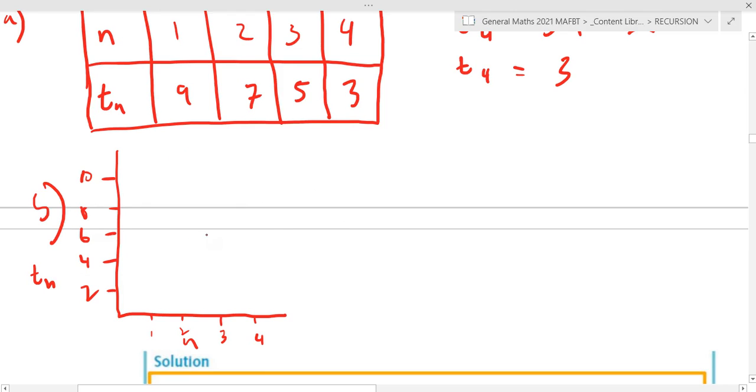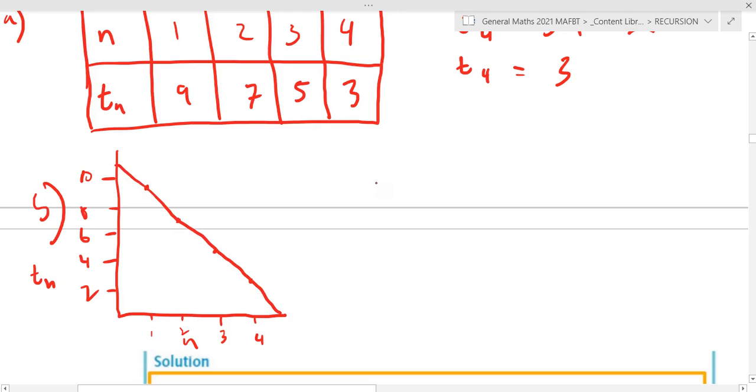Okay, let's plot it. Number 1 is 9, so it's about here. Number 2 is 7, so that should be about here. 3 is 5, so that's here. Not really, as long as it's linear. If your graph isn't linear, then your intervals must be wrong. 4 is 3, so it's about here. So there's my graph. Yeah, 3, 6, 9 works too. That's good.